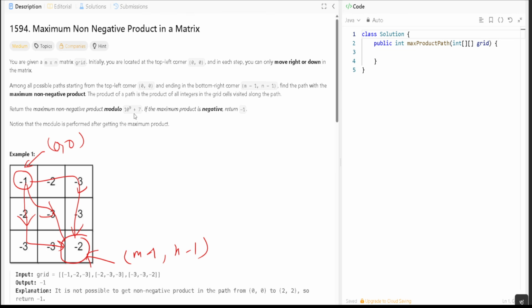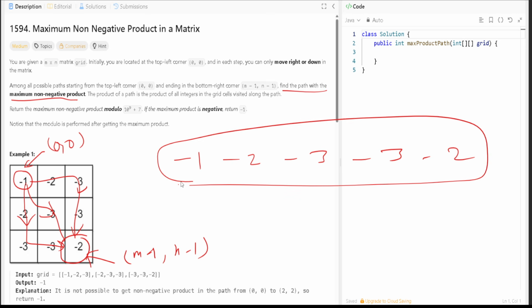Then we have to find the path with the maximum non-negative product. The product of the path is the product of all the integers in the cells we visit along the path. Let's suppose it moves through -1, -2, -3. We have to take the product of these values, and then we will think about it. Let's go ahead and understand.